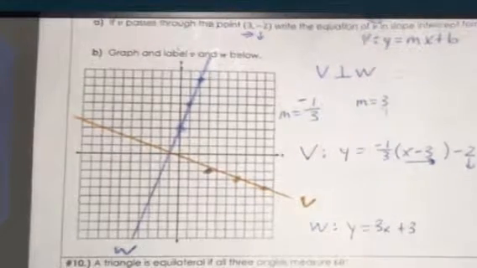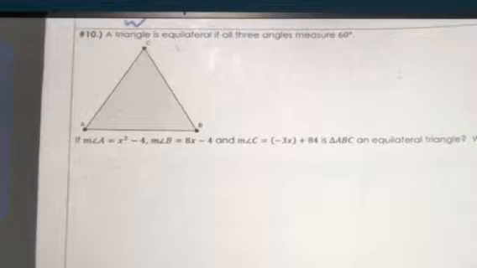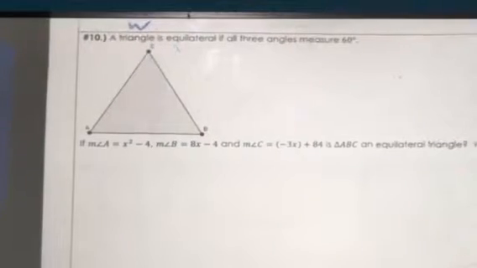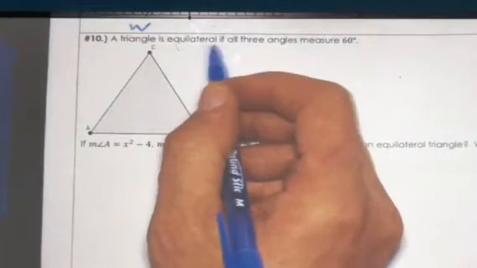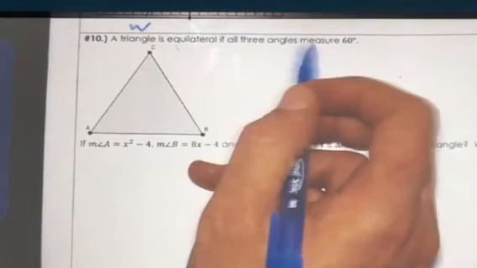Okay, problem number 10. Now on problem number 10, I may run out of space, so I'm going to have a separate sheet of paper available. Okay, a triangle is equilateral if all three angles measure 60 degrees.